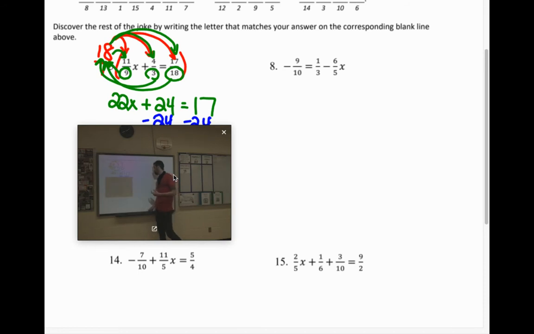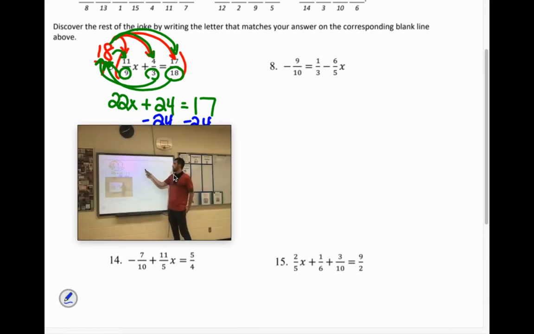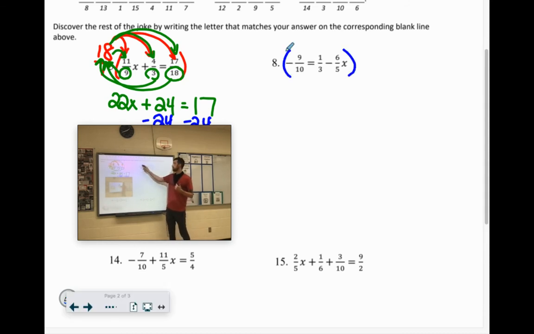All right, let's try another one. Our denominators are 10, 3, and 5. Now, I know 5 goes into 10, so really we only need to think about 10 and 3. And 10 times 3 is 30, so 30 is the smallest number that all the denominators can go into. 10 goes into 30 3 times, and 3 times negative 9 would be negative 27. Cool. 3 goes into 30 10 times, and 10 times 1 is 10.